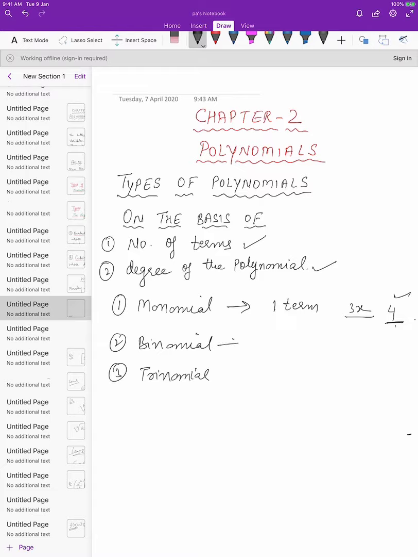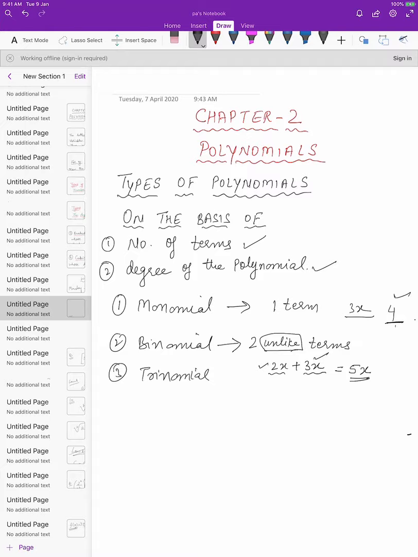Now what is a binomial? Any algebraic expression, any polynomial having two unlike terms is known as a binomial. Now why are we using the term unlike terms? Because if I take two terms, say 2x plus 3x, both these are like terms. If I say a polynomial having two terms is known as a binomial, then because they are like terms, I can add them up and they will come out to be equal to 5x, which will reduce to a monomial.